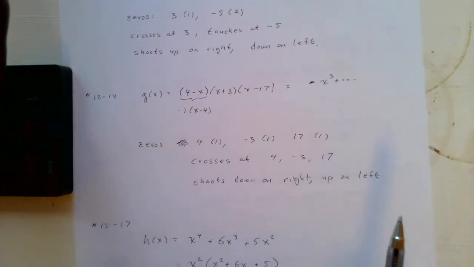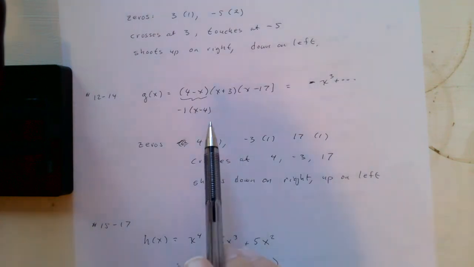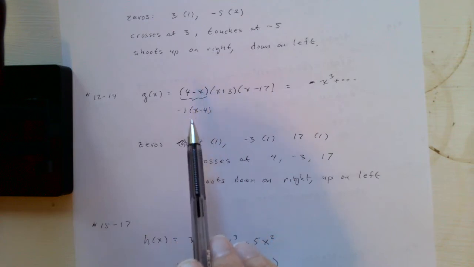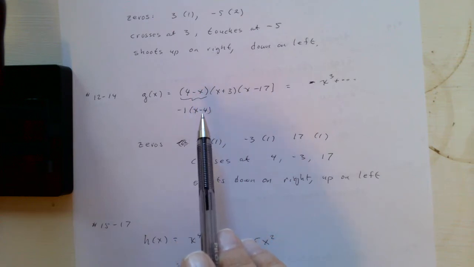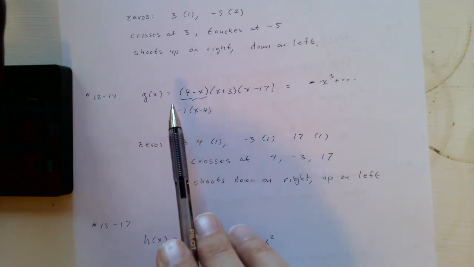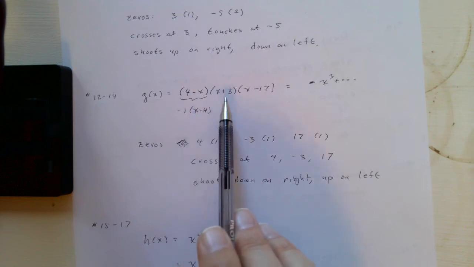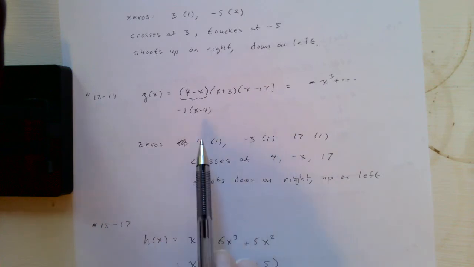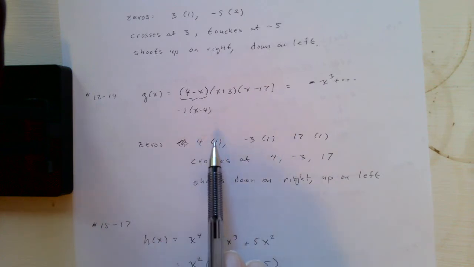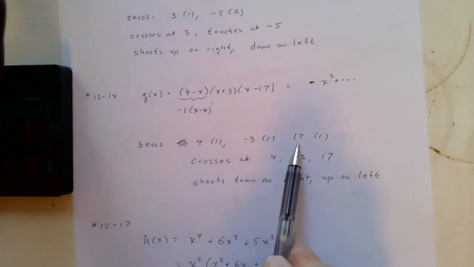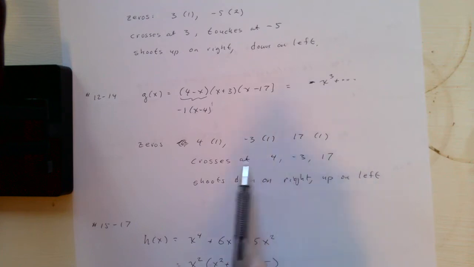On problems 12 through 14, the idea here is that this 4 minus x can be rewritten as x minus 4. You just have to factor out this minus 1. And so this g of x is negative 1 times x minus 4 times x plus 3 times x minus 17. Okay, so 4 is a zero. It's not negative 4. 4 is a zero with multiplicity 1, because this occurs one time. And negative 3 and 17 are also zeros of multiplicity 1. One is odd, so they all cross at these zeros.